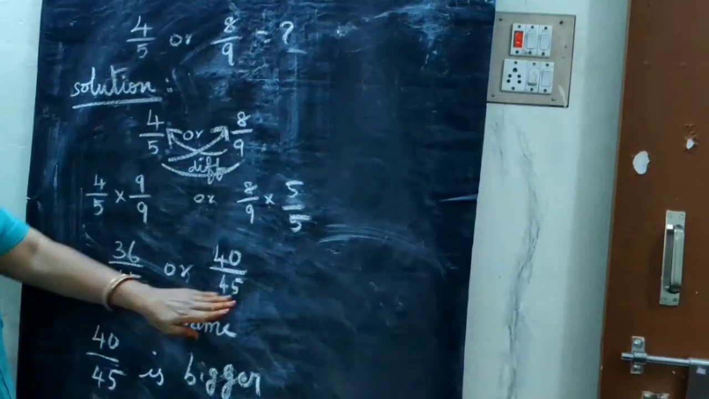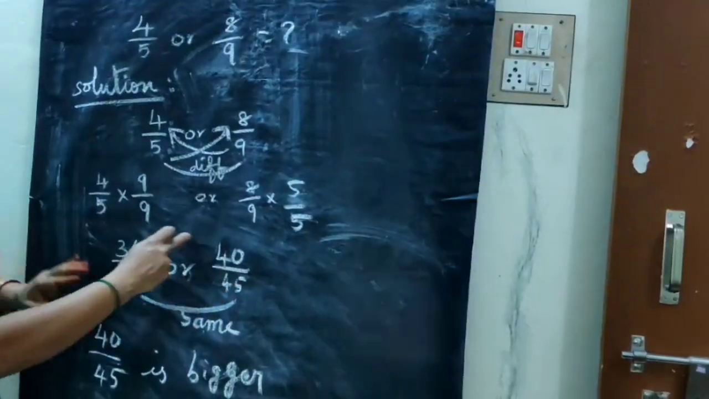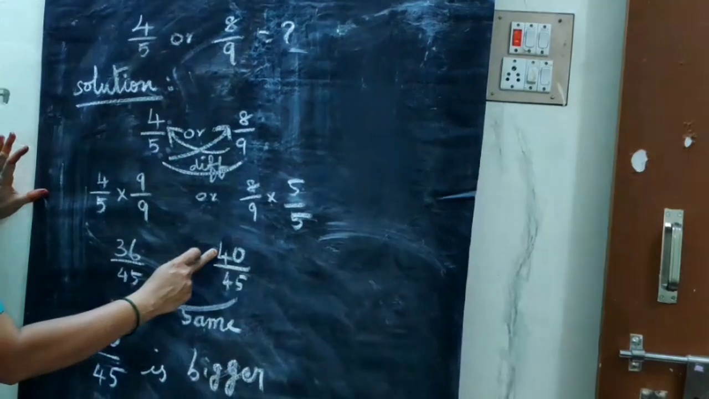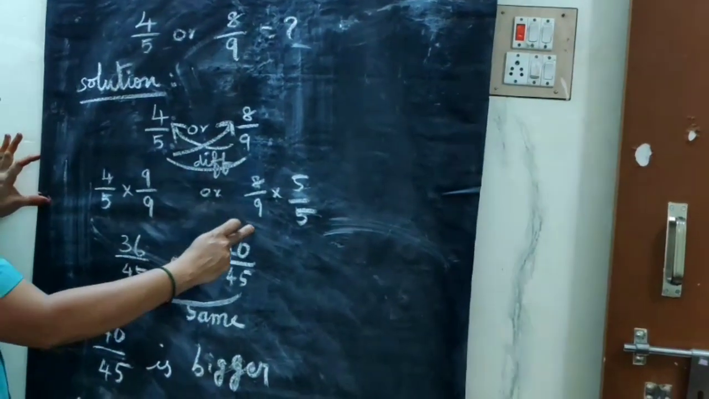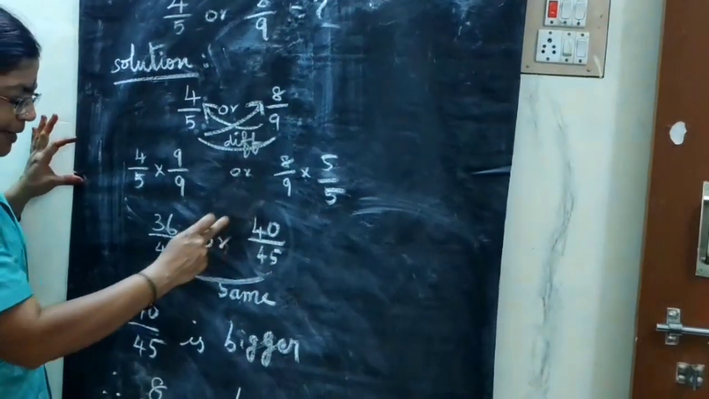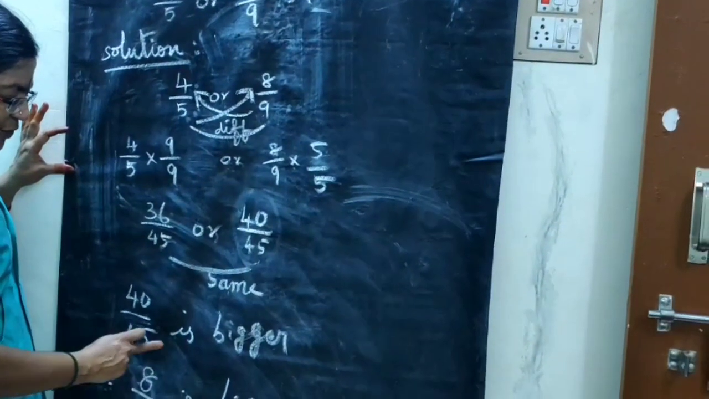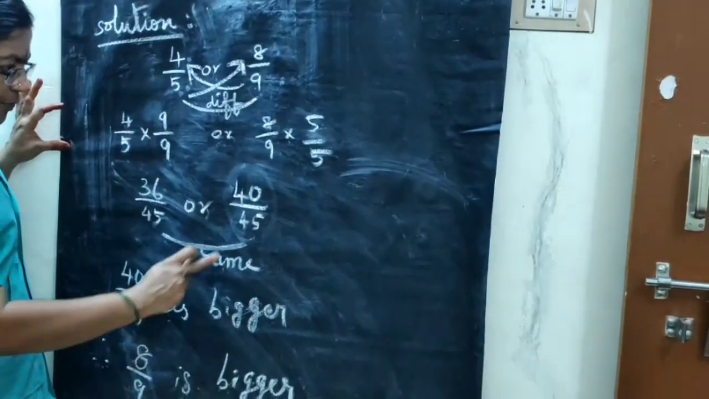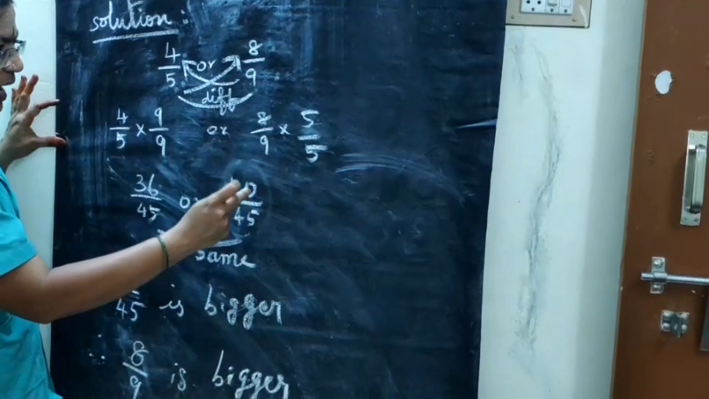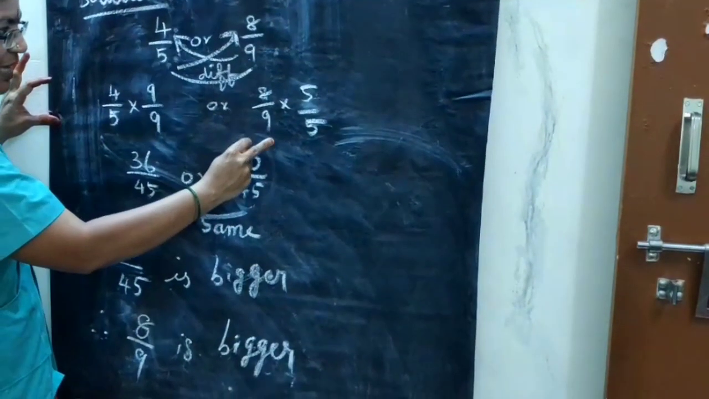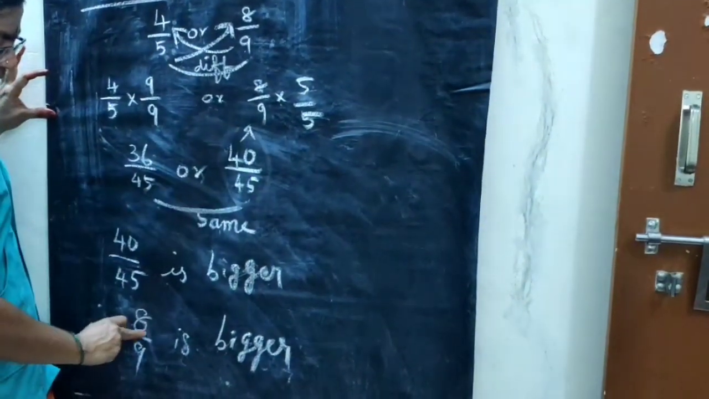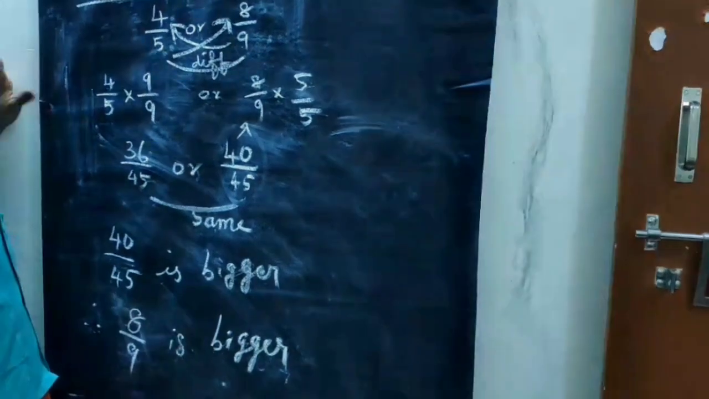So we should not consider the denominator here. You want to consider the numerator. 36 is bigger or 40 is bigger? 40. So this fraction is the bigger number. So 40 by 45 is bigger. Therefore 40 by 45, the alternative fraction is, what is the question there? 8 by 9. Therefore 8 by 9 is bigger.